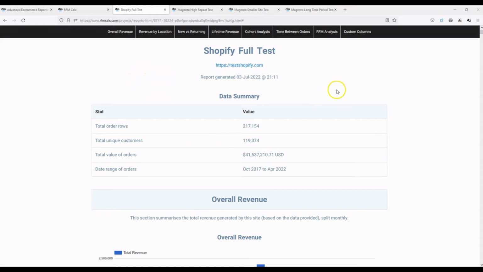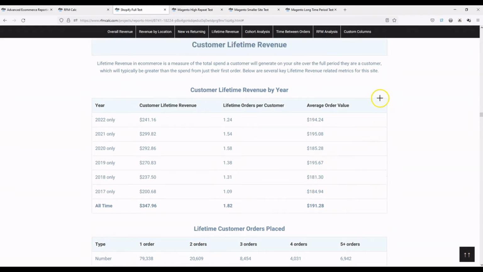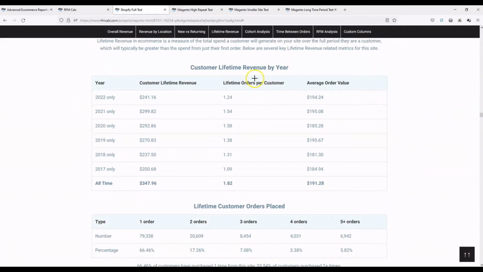So this is a fairly sizable Shopify site, and we've got data here running from the end of 2017 to early 2022 with around $41 million of revenue in that time. If I just click the lifetime revenue section to scroll down, the first thing we have is a little intro in terms of lifetime revenue, basically what I've said in the video and why that's important. We've then got customer lifetime revenue by year. This is what I was saying at the start of the video, that sometimes people like to look at this on a yearly basis.